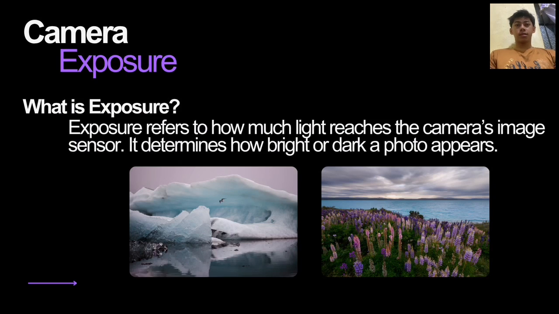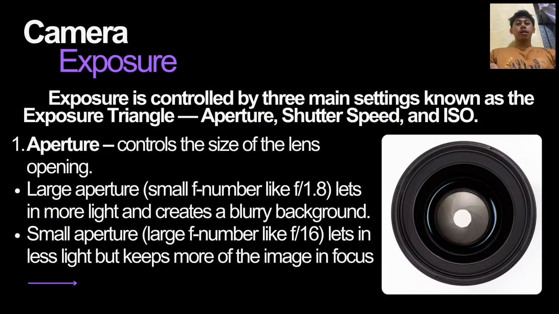So let's proceed to camera exposure. So what is exposure? It refers to how much light reaches the camera's image sensor. Also, it determines how bright or dark a photo appears. If too much light enters, the photo becomes overexposed or too bright. But if too little light enters, it becomes underexposed or too dark. So achieving proper exposure is all about balance. Exposure is controlled by three main settings known as the exposure triangle. These are the aperture, the shutter speed, and the ISO.